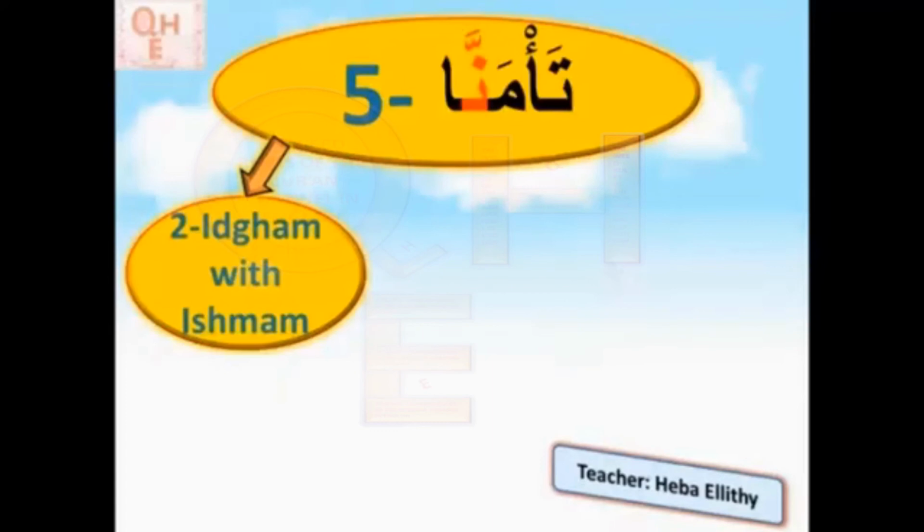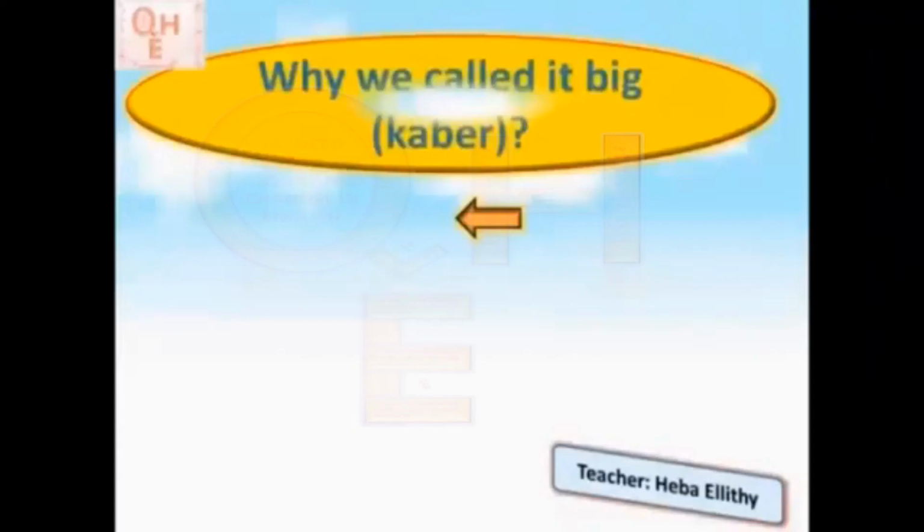How can we do it? تأمنا. One more. تأمنا. We start the word and then circle in the whole gunna and then back.